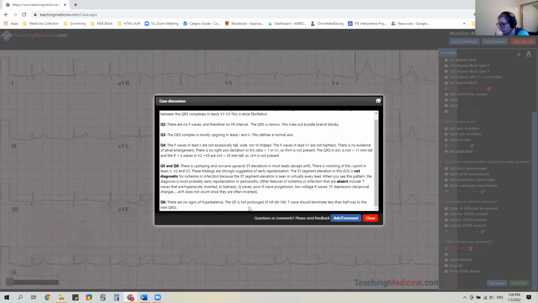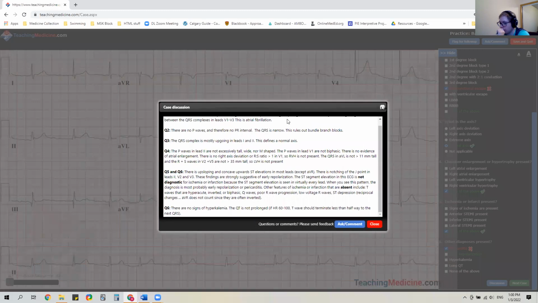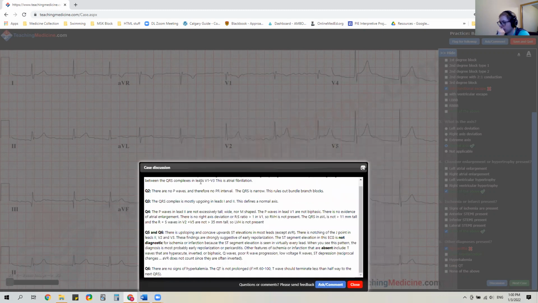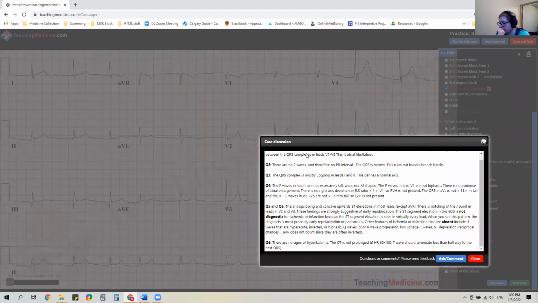All right, here we go. There's upsloping, concave upwards ST elevations in most leads except aVR. And there's notching of the J point in lead 2. Oh, there's a notch. Lead 2 and lead 3. Yeah, you can see the notch right there, right there.